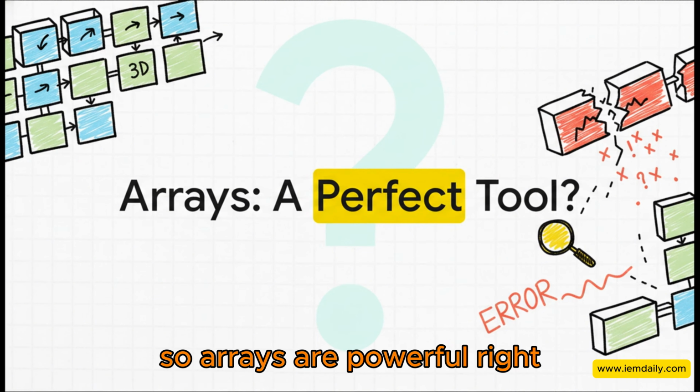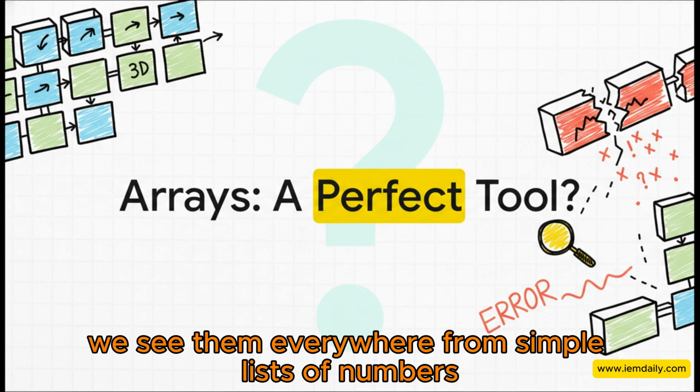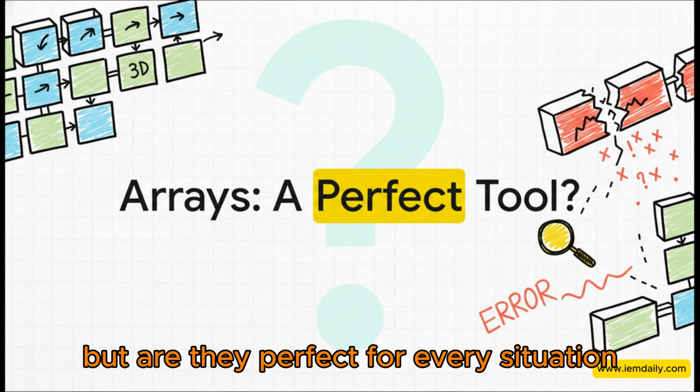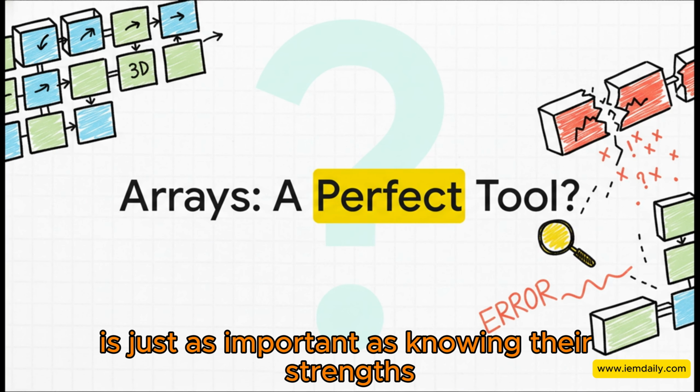So arrays are powerful, right? They're fast, they let us store a bunch of values all in one place. We see them everywhere, from simple lists of numbers to really complex 3D models. But are they perfect for every situation? Well, it turns out that knowing their weaknesses is just as important as knowing their strengths.